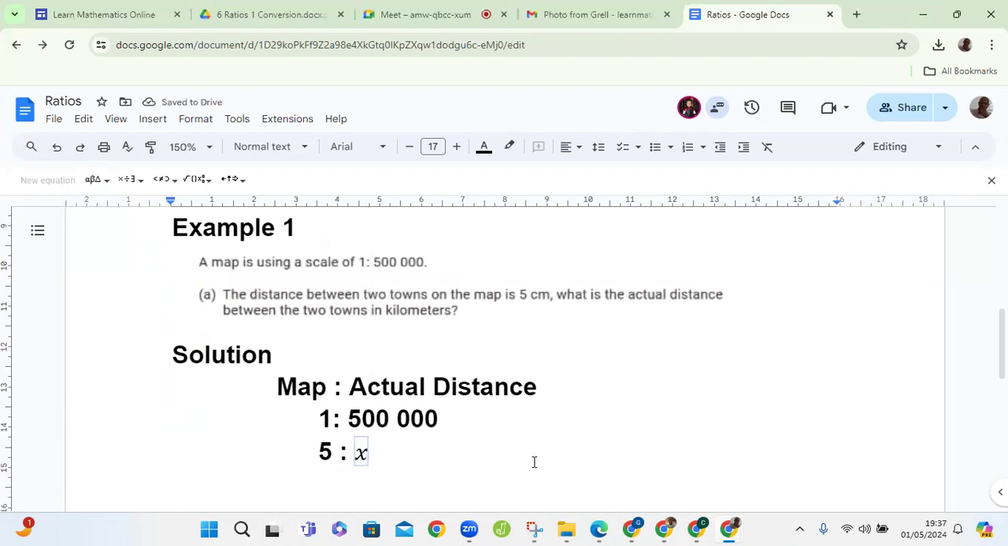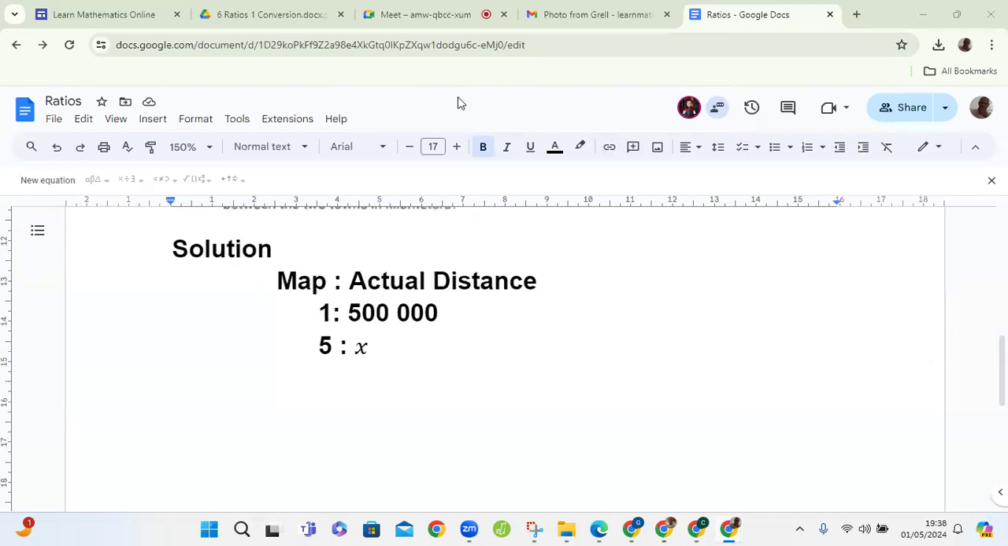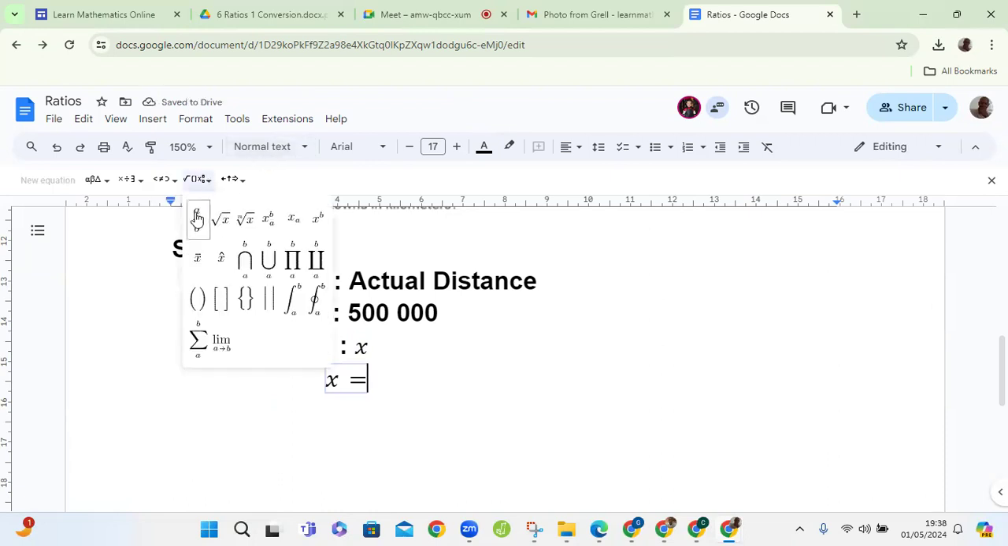X is the unknown. Now let's look at the 4th step now. What's the 4th step? Now the 4th step is to cross multiply and divide. And you always divide by the number that is diagonally away from the letter. So as we can see, we have to divide by 1. 1 is diagonally away from the letter X, okay? And we multiply 5 to 500,000, okay? Most times we forget the division, but focus has to be placed on the division also. So we have to divide by 1.